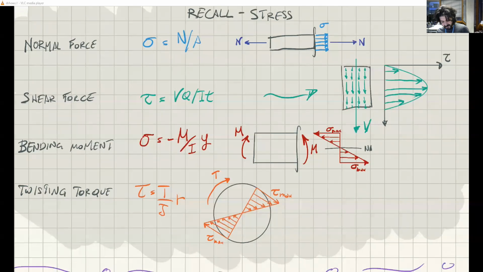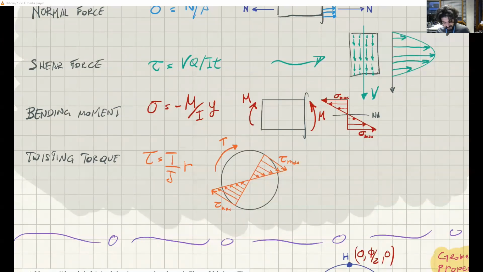And remember, this I is the second moment of area, so it's a geometric property of the cross-section, exactly like A was a geometric property of the cross-section, the area. And this Q is the first moment of the shaded area. Remember, the first moment of the shaded area. And I is, of course, the second moment of area. For twisting torque, we have that tau is exactly in the same way as sigma here.